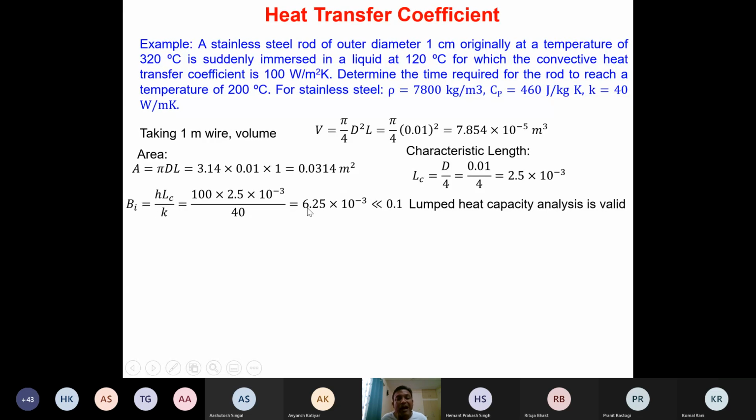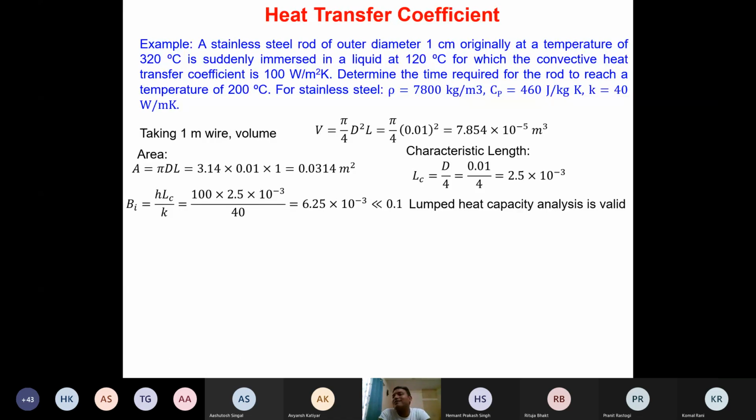We are not looking at the temperature gradient across the metal, and that can be omitted only by finding the Biot number. When the Biot number is less than 0.1, such conduction resistance can be neglected. Remember this. I have not given this in that particular slide, but I am giving it here in this problem. When the Biot number is less than 0.1, we can neglect the conduction resistance and consider a single lump of this entire metal. So lumped heat capacity analysis is valid.